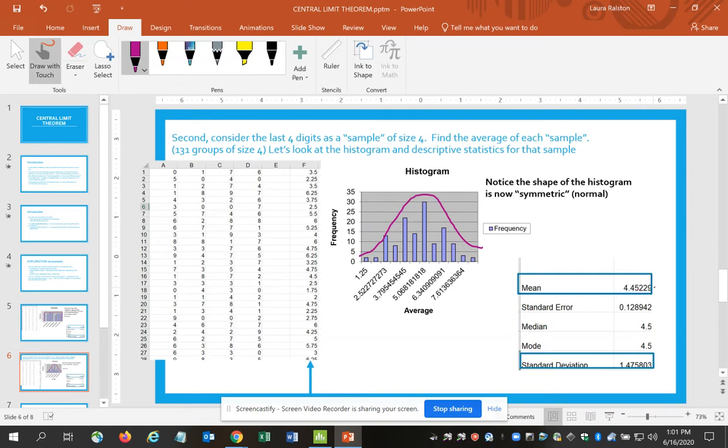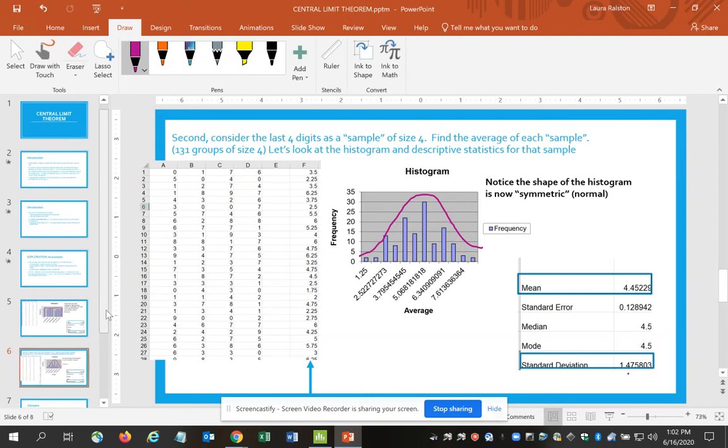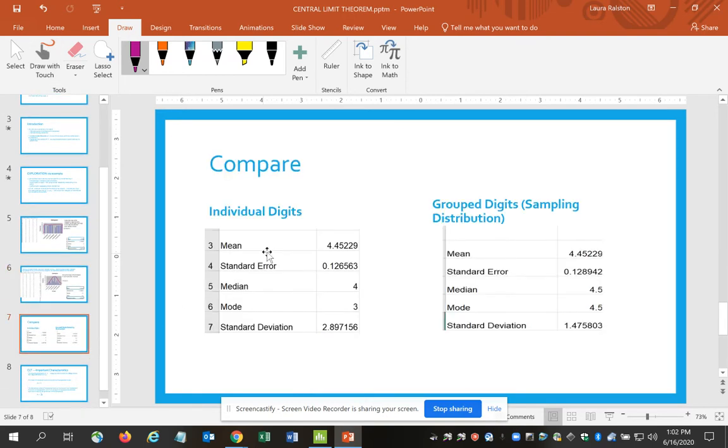Notice, and I'm going to show this to you on the next slide in just a minute, that the mean for those values is still 4.45229, but the standard deviation has actually gone down. It is now 1.475803. Let me put those numbers side by side so you can see. When we looked at the individual digit, we got a mean value of 4.4529. Even when we looked at the group, at the sampling distribution, we got the same mean.